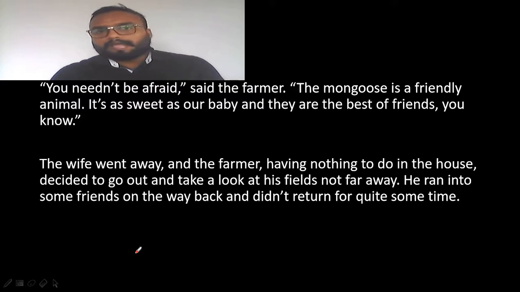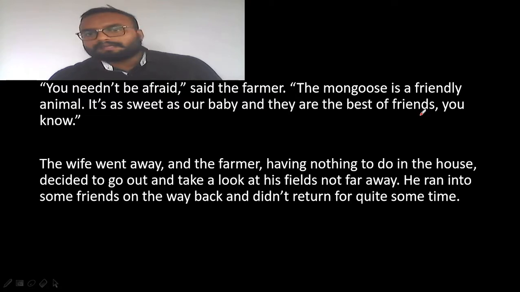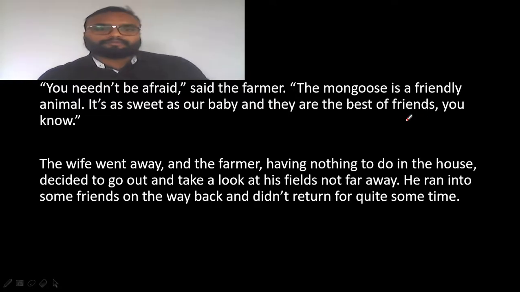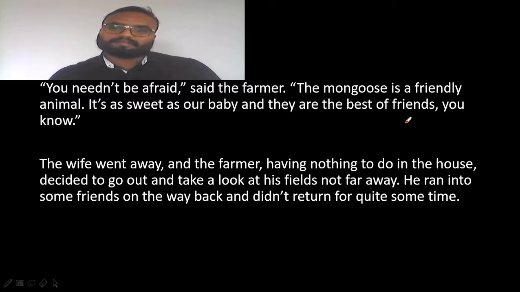"You need not be afraid," said the farmer. "The mongoose is a friendly animal. It's as sweet as our baby, and they are best of friends, you know." The wife went away, and the farmer, having nothing to do in the house, decided to go out and take a look at his fields not far away. He ran into some friends on the way back and did not return for quite some time.